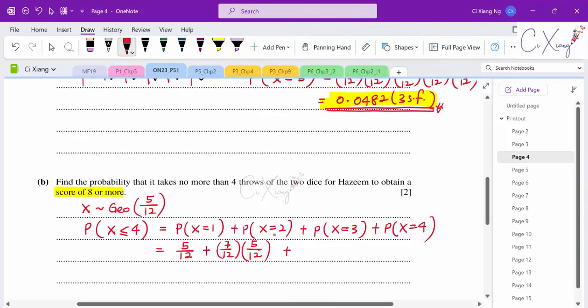Then x equals to 3, what is it? So the first two throws, you didn't get the result that you want. So you can write it as 7 over 12 power 2. Then multiply with the last time you get the result that you want, so 5 over 12. Then when x equals to 4, it means that 7 over 12 power 3. The first 3 times you didn't get the result that you want. Then the last time you get the result that you want. Okay, so basically this is how we set up the question, and after that, by pressing calculator, try to simplify and get the answer. So if you didn't do any careless mistake, by right, this answer that you obtain should be 0.884, correct to 3 significant figures.